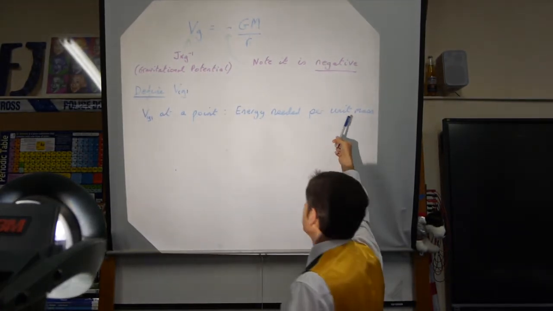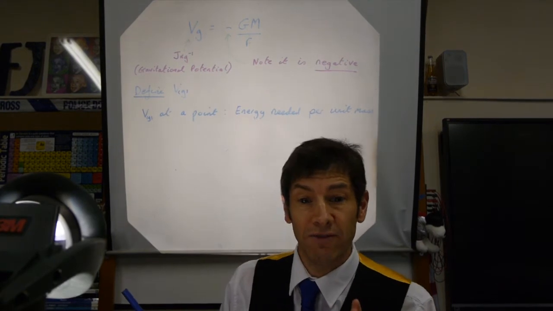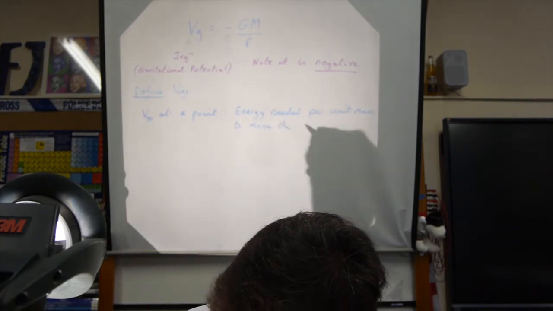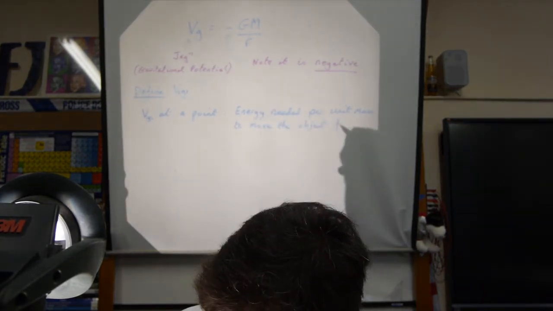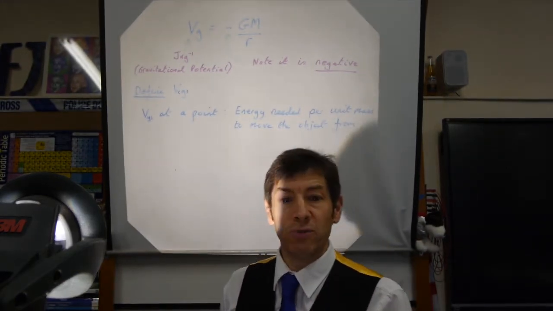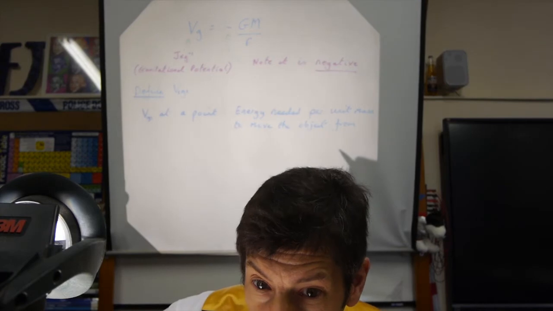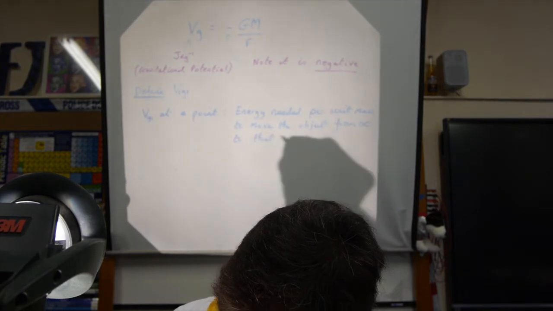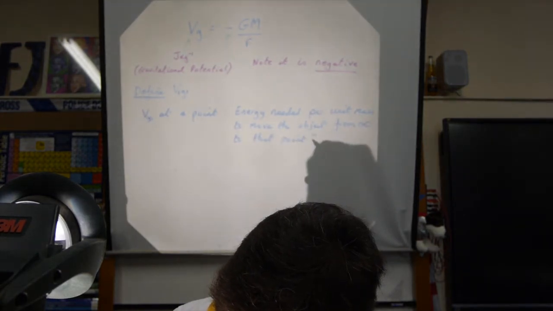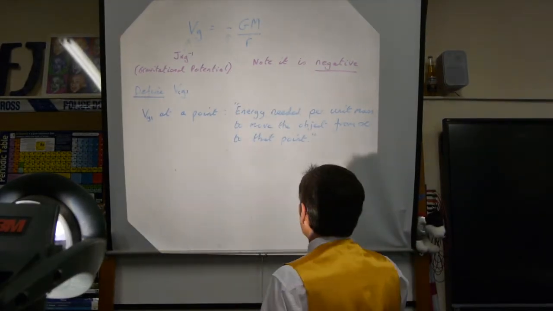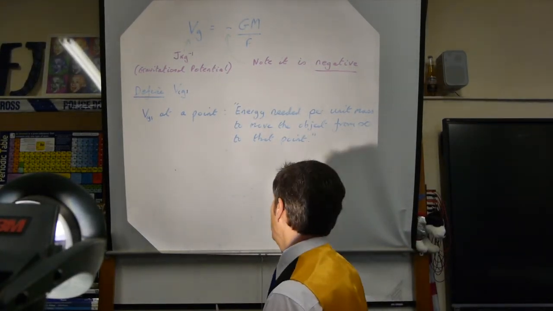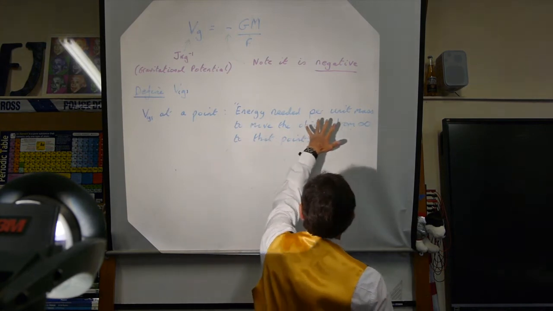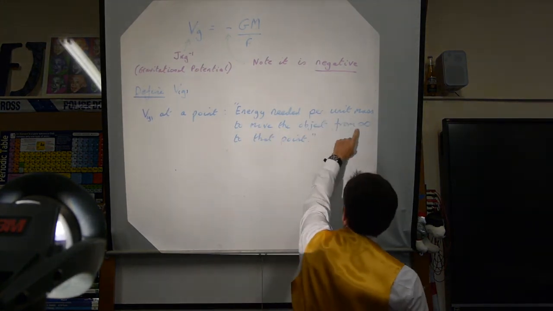You can work in any units you like within reason. And here's the clever bit. To move the object from, and here's where it gets interesting, to move the object from infinity to that point. So think about what that means. If you have a Vg value, that will be the energy that you need per unit mass to get that object from infinity to that point.